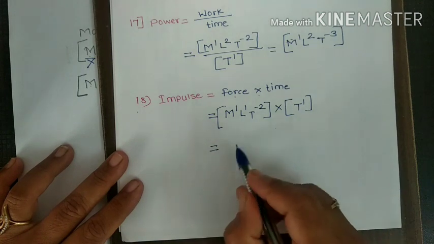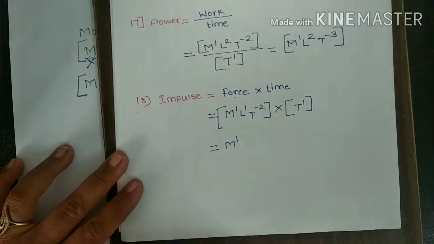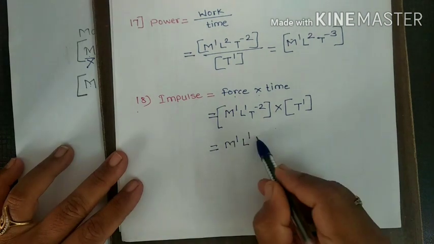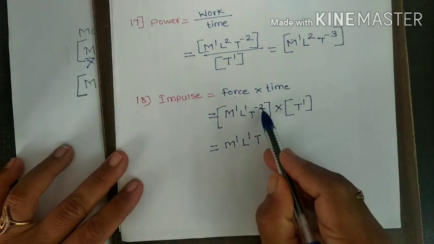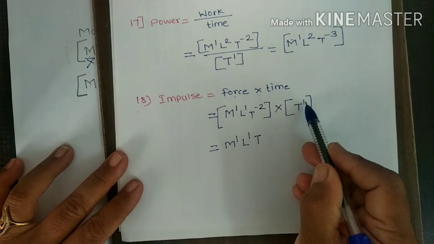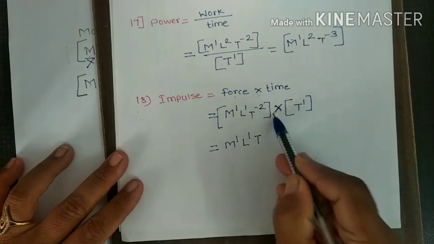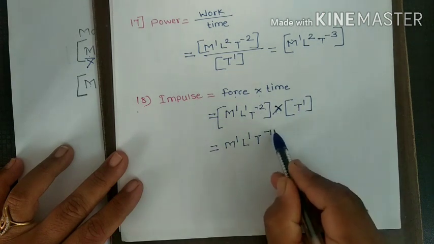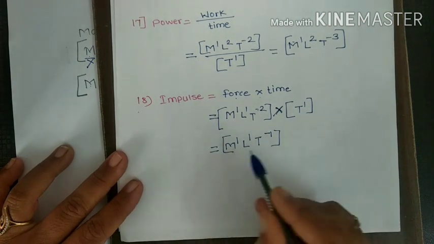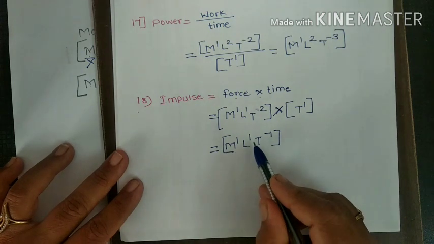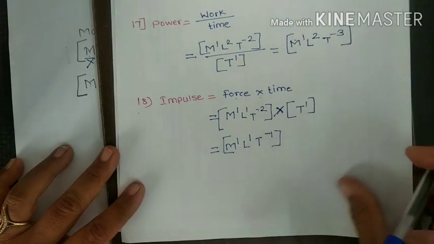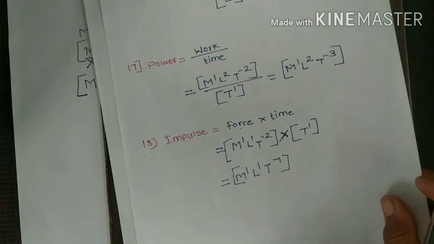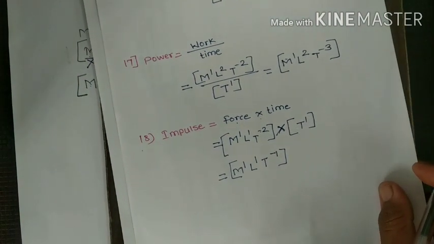M raised to the power 1 stays the same, L raised to the power 1 again the same, and t raised to the power minus 2 plus 1, because here it is multiplication, that is minus 1. M raised to the power 1, L raised to the power 1, t raised to the power minus 1. Those are the dimensions of impulse.